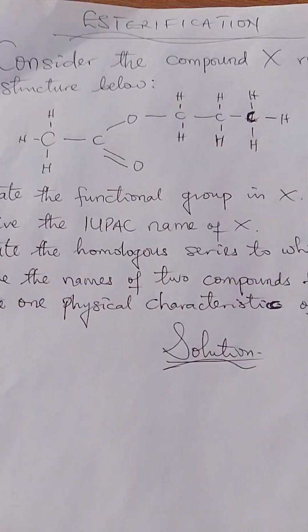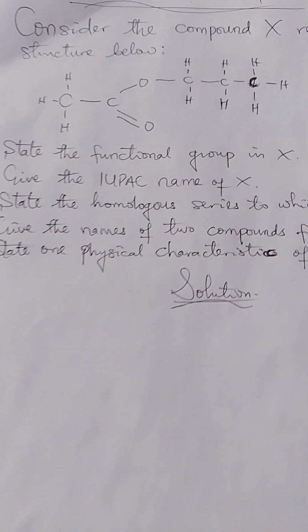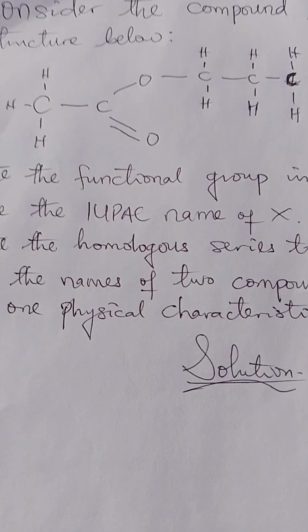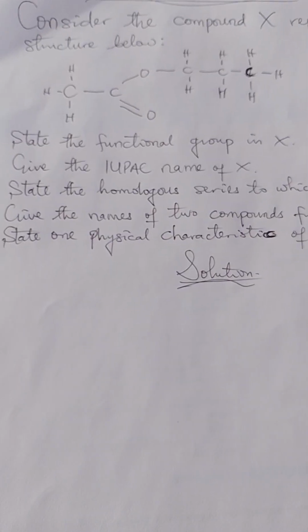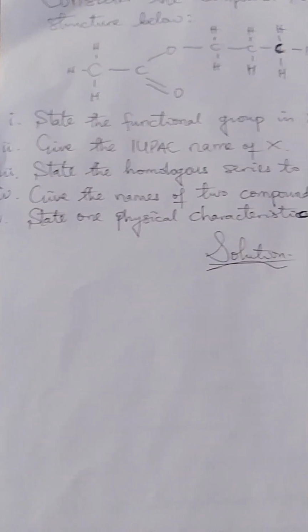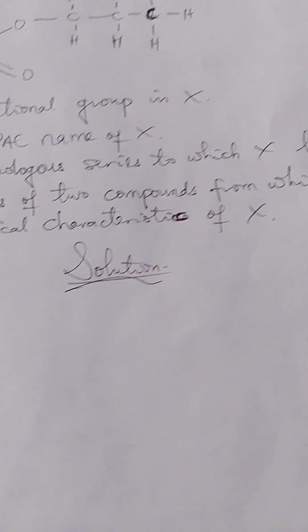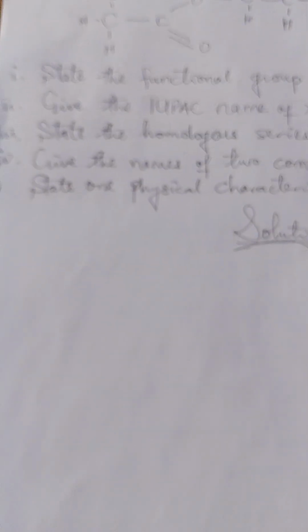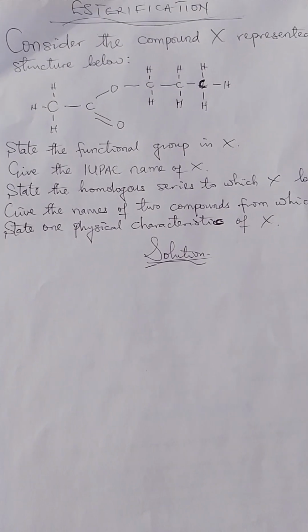The question says consider the compound X represented by the structure below, and this is the structure. You can see the structure. State the functional group in X. The next one says give the IUPAC name of X, and the next one says state the homologous series to which X belongs. Then give the names of the two compounds from which X is formed, and the last one says state one physical characteristic of X. So let's see how we can solve this problem.